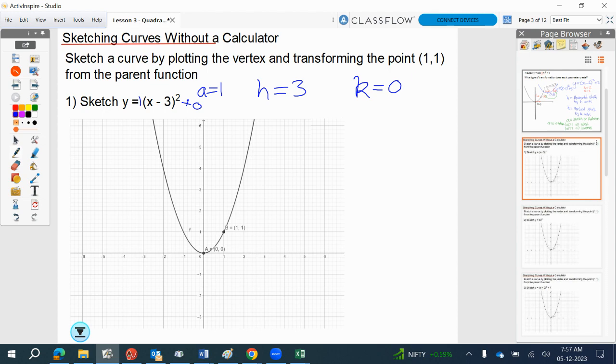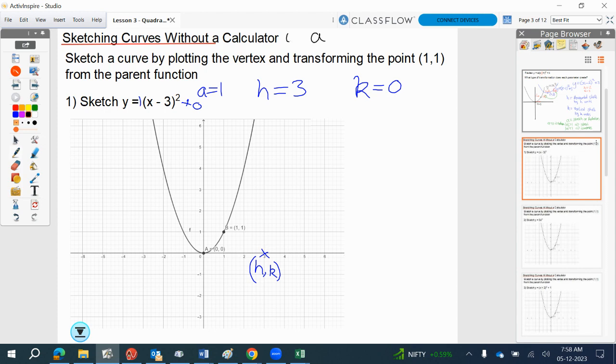So what would be the new coordinates of the vertex? Not quite 4. It's going to go 3 to the right. 3, 0. This is always where you start. The coordinates here are h, k.